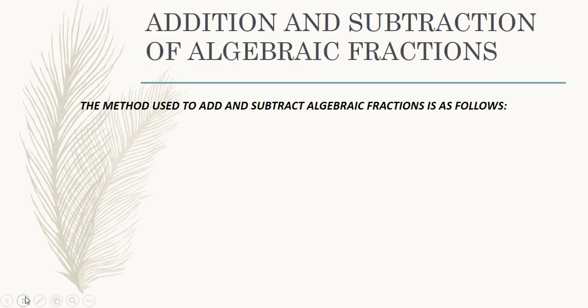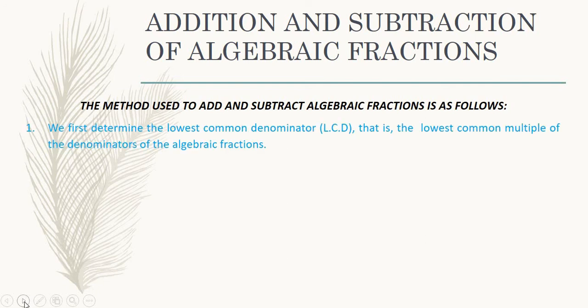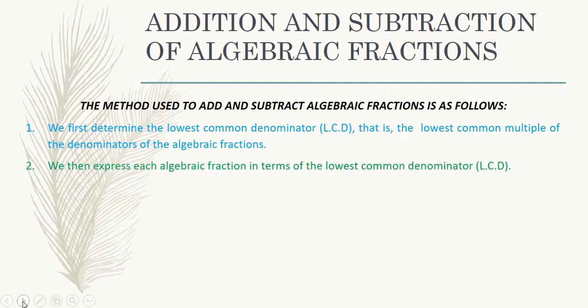Now, addition and subtraction of algebraic fractions. The method used to add and subtract algebraic fractions is as follows. Step 1, first determine the lowest common denominator, which is the LCD. That is the lowest common multiple of the denominators of the algebraic fractions. Step 2, we then express each algebraic fraction in terms of the lowest common denominator.